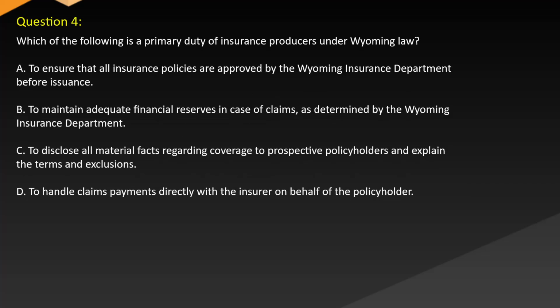Question 4. Which of the following is a primary duty of insurance producers under Wyoming law? A. To ensure that all insurance policies are approved by the Wyoming Insurance Department before issuance. B. To maintain adequate financial reserves in case of claims as determined by the Wyoming Insurance Department. C. To disclose all material facts regarding coverage to prospective policyholders and explain the terms and exclusions. D. To handle claims payments directly with the insurer on behalf of the policyholder.